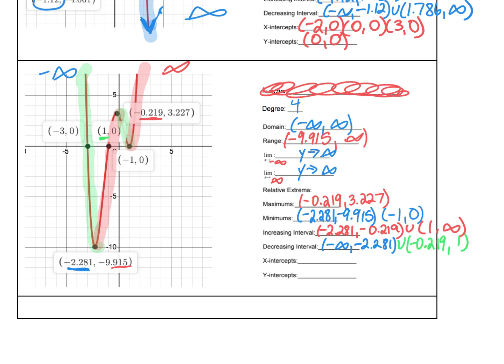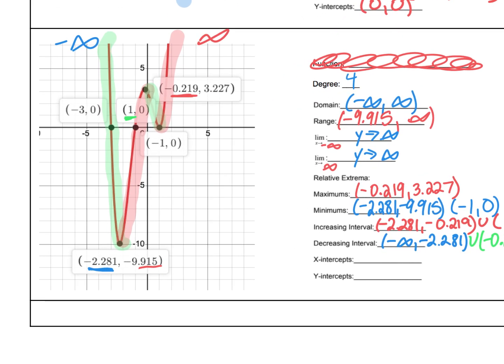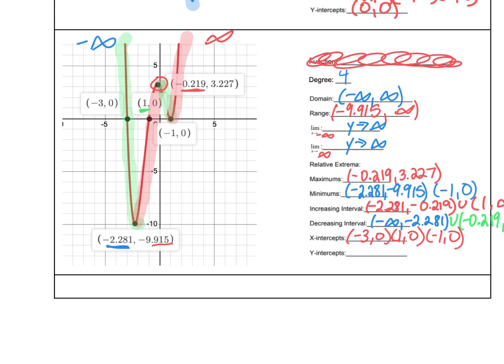And then last but not least, x and y intercepts. So these are pretty clear to me. Okay, we got negative 3, 0, easy, 1, 0, negative 1, 0. Okay. And this actually did not give me a y-intercept, okay? Because this right here doesn't have a y value of 0. So it's going to have one, but it just didn't give it to me. So whatever, I'll just leave it blank. Okay, that's it. That is all for that.